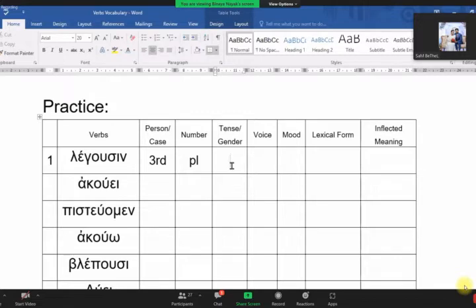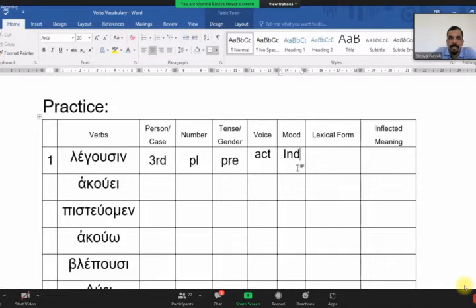Present tense. And voice is active or passive? Active. Mood is? Indicative, present indicative. Remember, last Friday we learned about four moods: indicative, imperative, interrogative and subjunctive. Out of those, we began with the indicative mood.